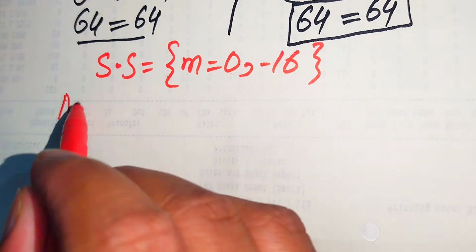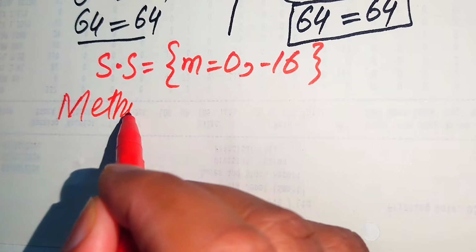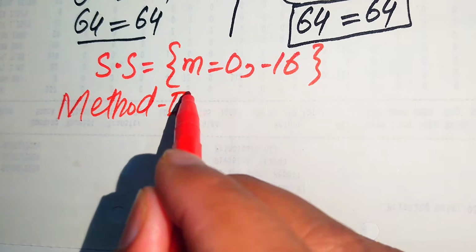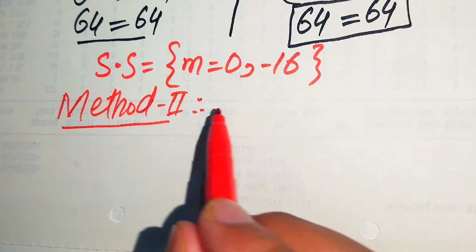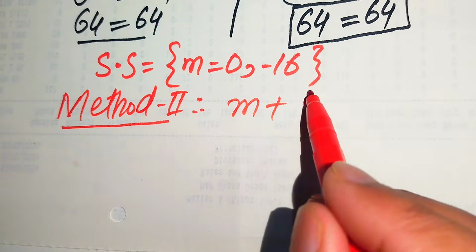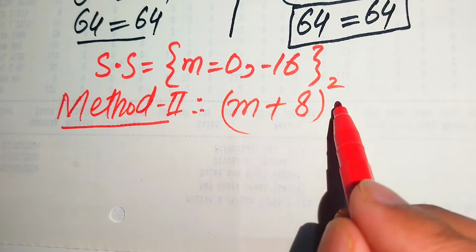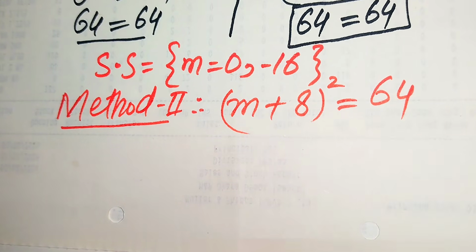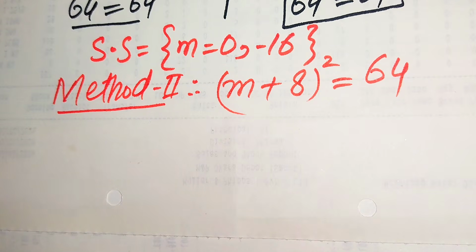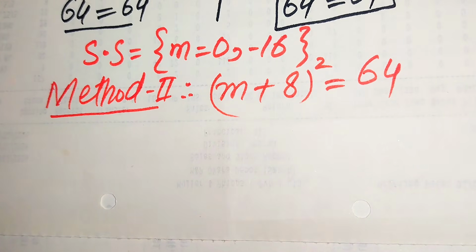And now we again solve this problem with a second method. So for the second method we need to copy down the given question statement. Here it is: m plus 8 whole square equals 64. So in the second method we use another technique to solve this problem, and here we use a nice algebraic formula to solve this problem.